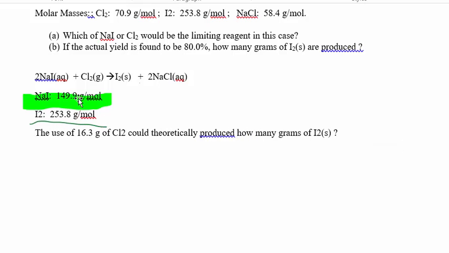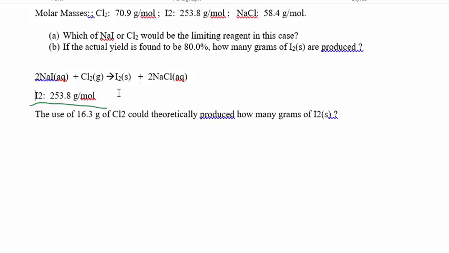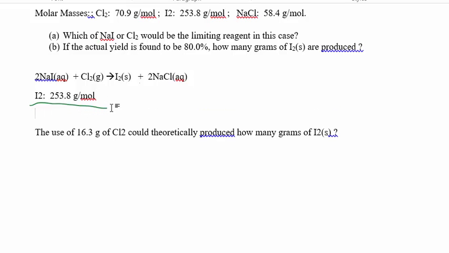So we don't need Na. We don't need the sodium anymore. So now we're looking at chlorine. So we write Cl2, and that yields 16. Oh yeah, but we need 78.9. So let's look at this. The use of 16.3 grams of chlorine could theoretically produce how many grams of iodine?